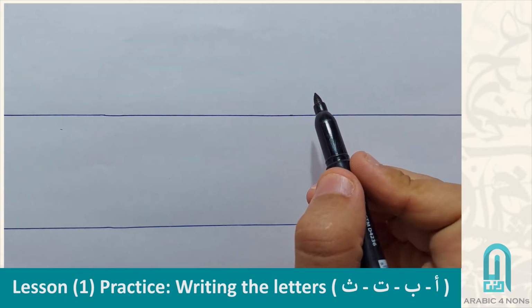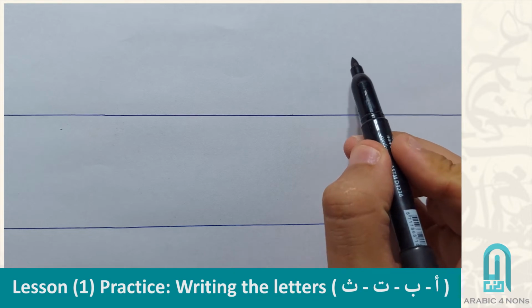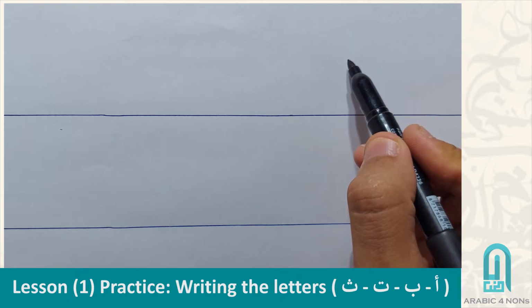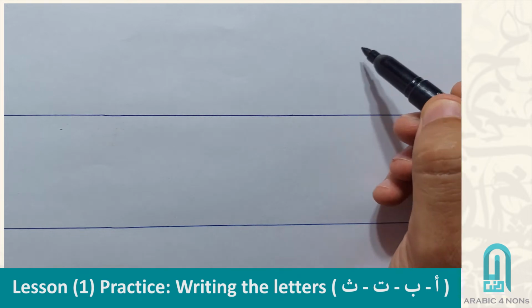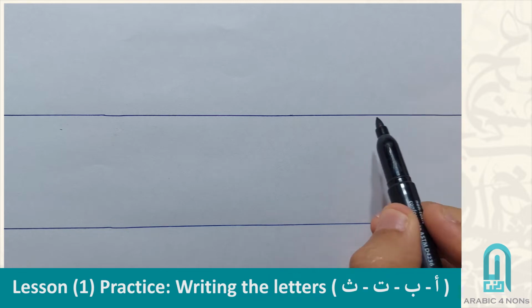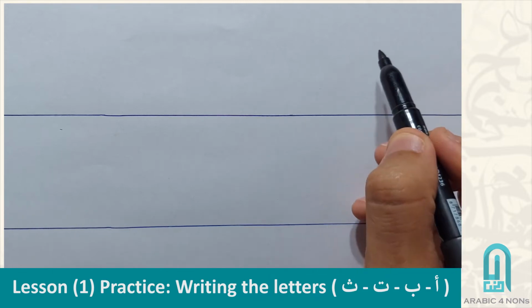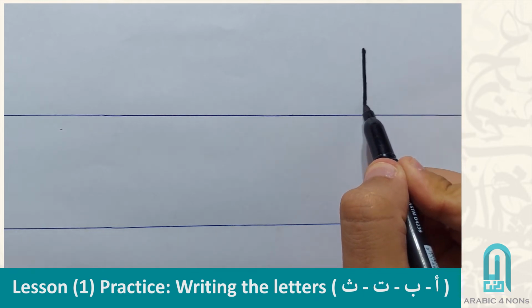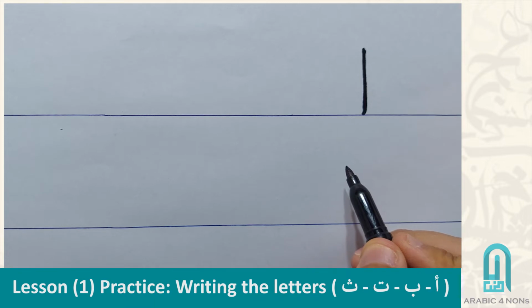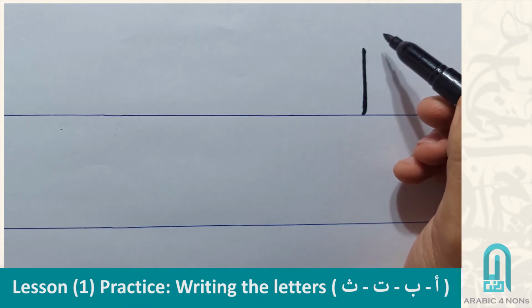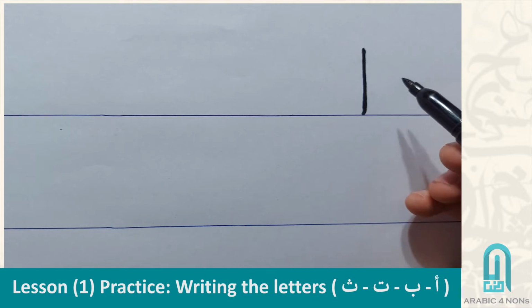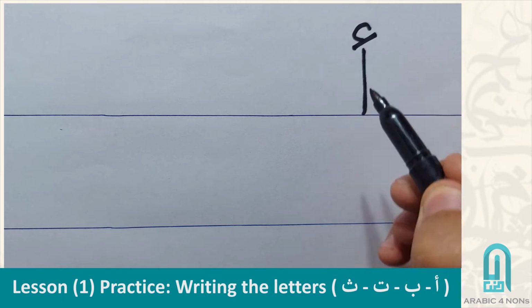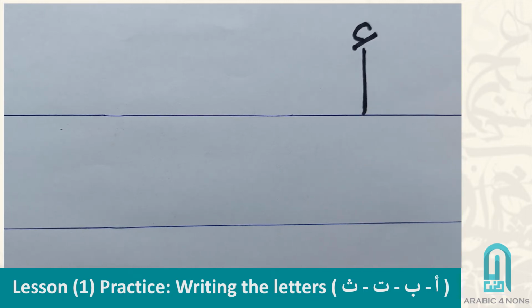Let's start with the first one, letter A. I'll have my starting point from up the line. First, I will do a straight vertical line down. So we start from up to down, a straight vertical line until we reach the standard line, like this. And then, on top of that, we add what we call Hamza. What's Hamza? Half a circle that sits on a sloped line like this. And here is the first letter.